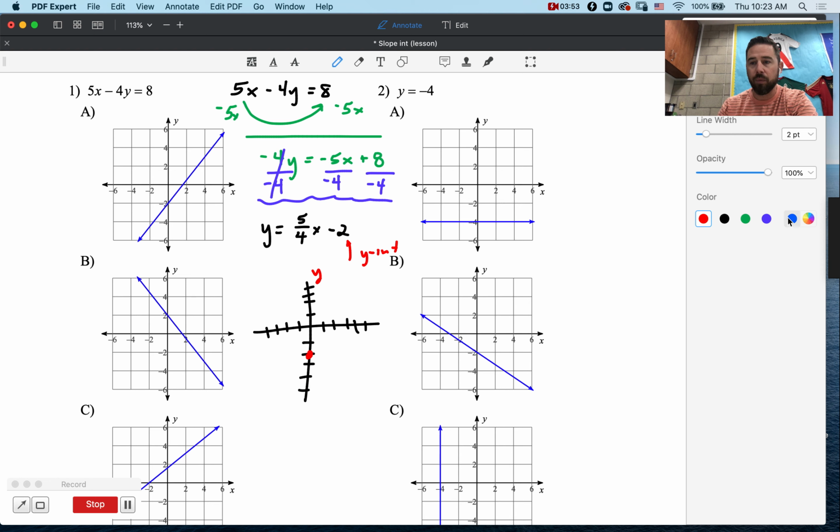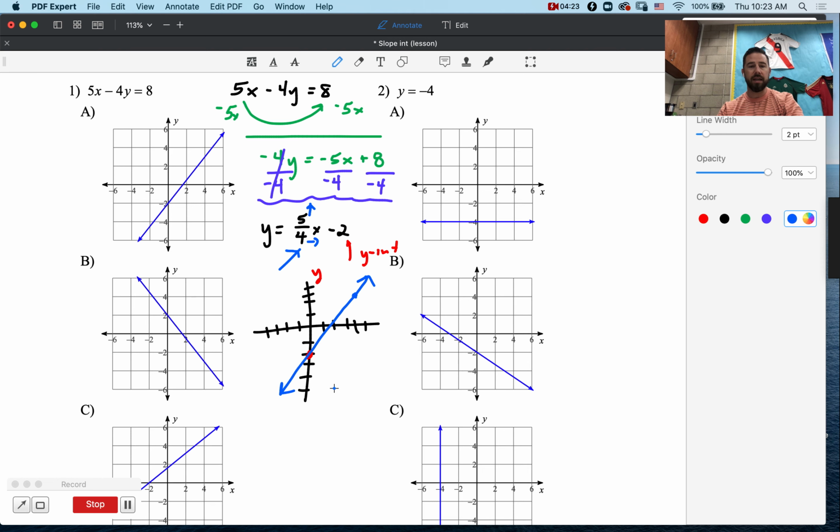Now we have our slope. This number is our slope, 5 over 4. Since it's positive at the top, that means we're going up, and we always go right. If it was a negative number at the top, we would go down and right. So watch, we're going to go up 5 and over 4 from this point right here. Up 1, 2, 3, 4, 5, over 1, 2, 3, 4. And that's what our line looks like.